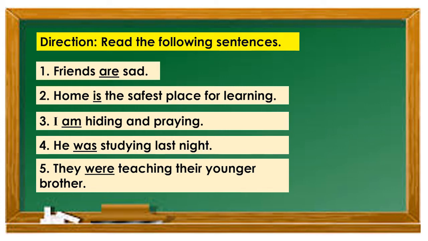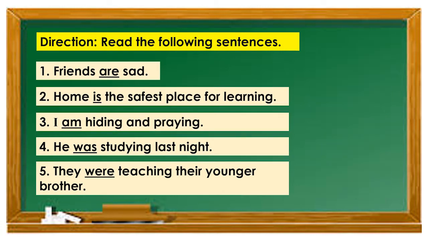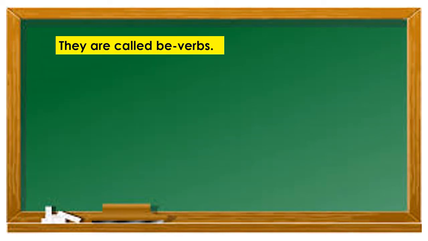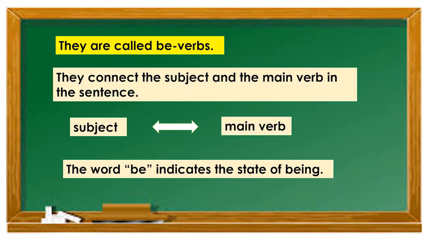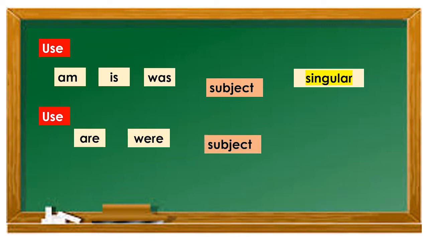Very good! Keep on reading. These are, is, am, was, and were. They are called be-verbs. They connect the subject and the main verb in the sentence. The word be indicates the state of being. Use am, is, and was if the subject is singular. Use are and were if the subject is plural.